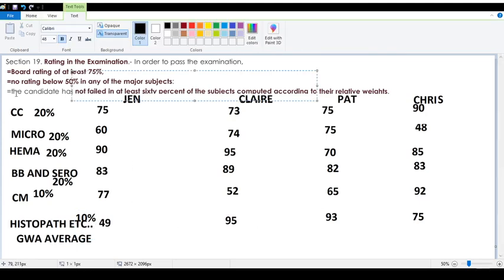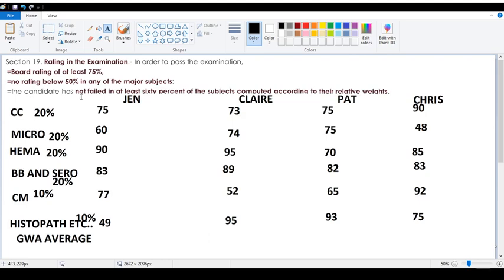Okay, and the other criteria is that the candidate must have not failed. So, not failed, anong ibig sabihin ng pass, diba? So, the candidate has not failed in at least 60%. Which means the candidate must pass in at least 60% of the subjects computed according to their relative weights. Ito yung sinasabi niyang relative weights, 20 for major, 10% for the minor subjects. So dapat daw, according to this third criteria, the taker must have passed at least 60.